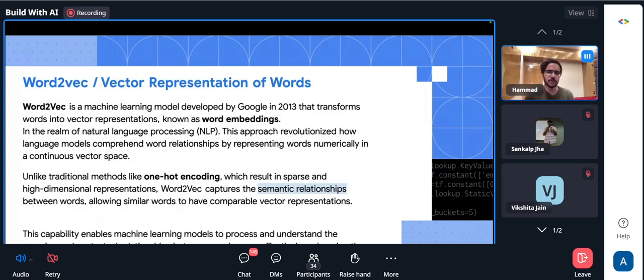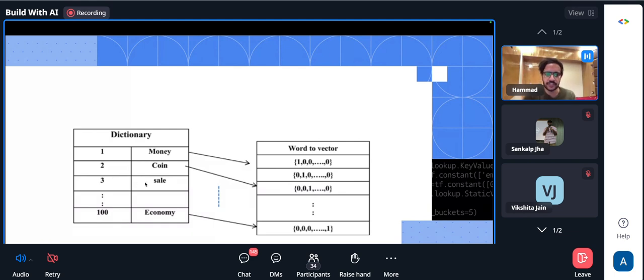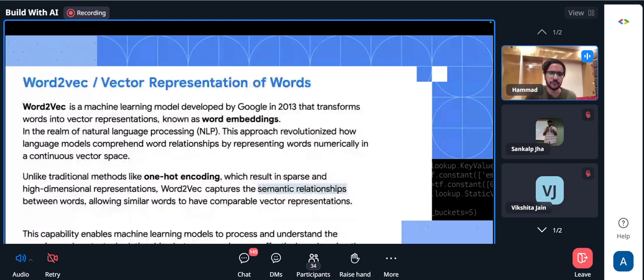Okay, so coming to word2vec. Word2vec was an approach developed by Google and released in 2013. And I'll say one thing: Google has developed the majority of the research that involves machine learning or NLP. What it did was calculate the semantic relationship between words. Unlike traditional models, where there's no meaning, if I write money, coin, sale, or economy, there's no relation between them. But with word2vec, we were able to establish a relationship between the words. And this approach further got modified into embeddings that are used today in ChatGPT.